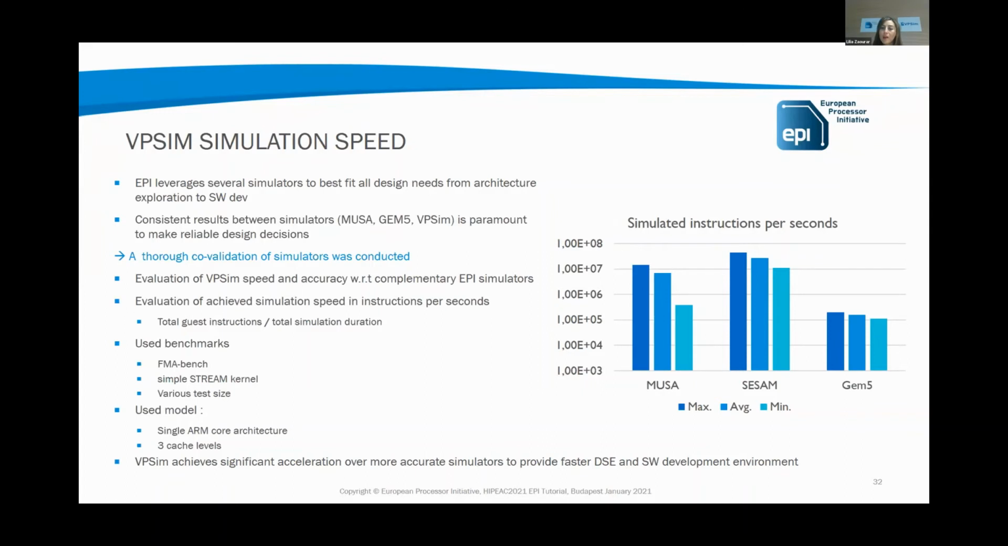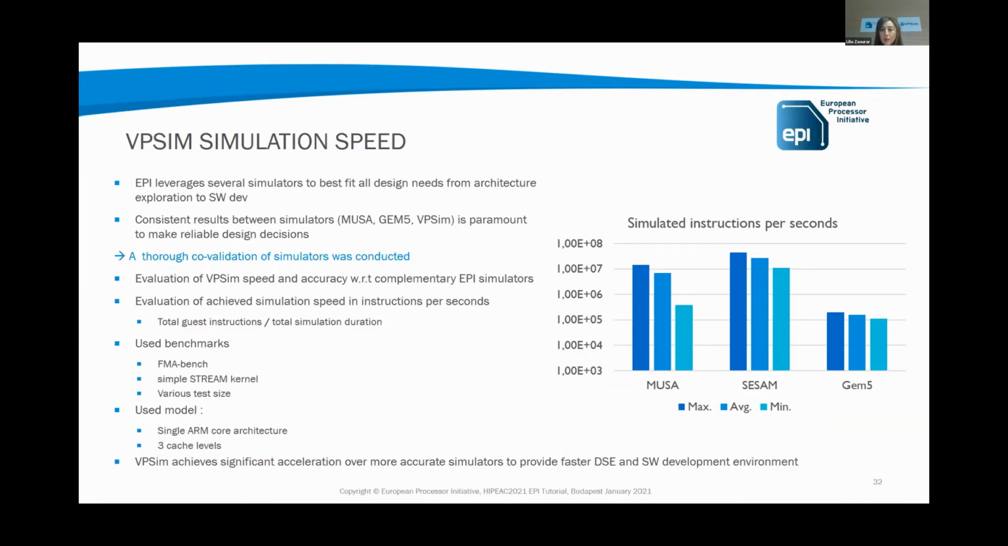We consider that having consistent results between the three simulators, MUSA, GEM5, and VPSim, is crucial to make a reliable design decision. Thus, a co-validation campaign of simulators was conducted. We used different benchmarks. We present here two of them: FMI to stress CPU bound and stream to stress memory bound. We use a single ARM core with 3 cache levels.